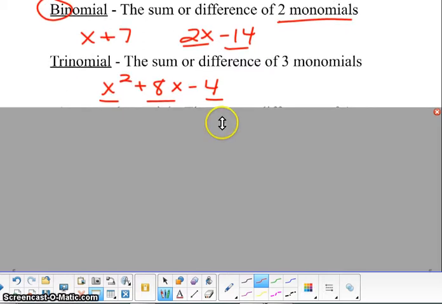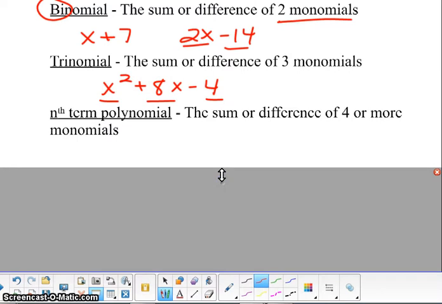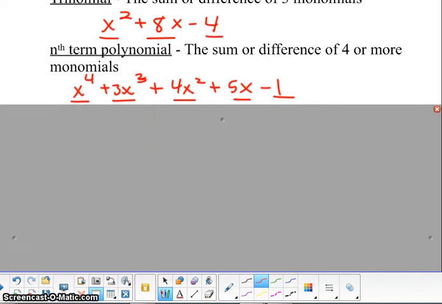And then the last one is very general, where you would have an nth term polynomial. So if I gave you something like x to the 4th plus 3x to the third plus 4x squared plus 5x minus 1, that is a 4th term polynomial, because it's the sum or difference of 4 or more monomials. So each one of these is a monomial separated by a plus or minus sign. Okay, so let's go on to what a degree is.